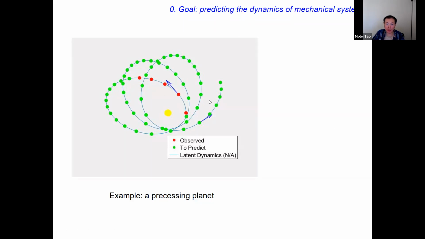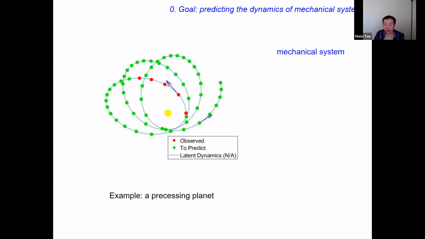And what we want to do is to predict the green dots, the future evolution. So you see, this is a very long time future evolution that we want to predict. And that sounds like mission impossible. But in fact, we have to realize that this is a mechanical system. So we have additional constraints and structures.